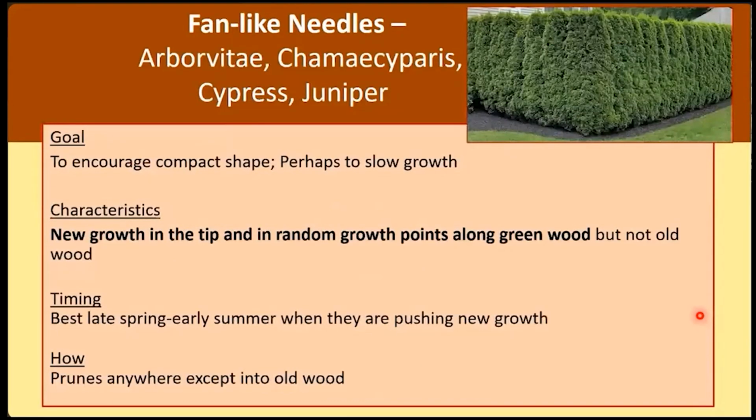And the final group of conifers have fan-like needles, and that includes arborvitae, chamaecyparis, cypress, and juniper. They have new growth in the tips, but also at random growth points along the green wood. So if you cut into green and not old wood, you're safe.